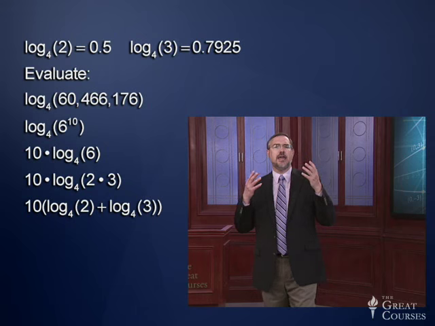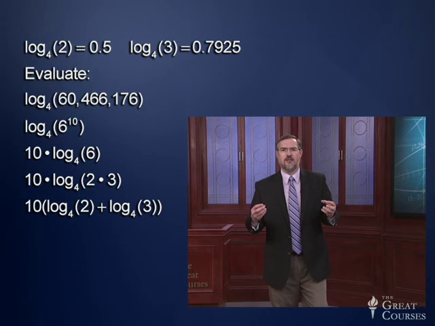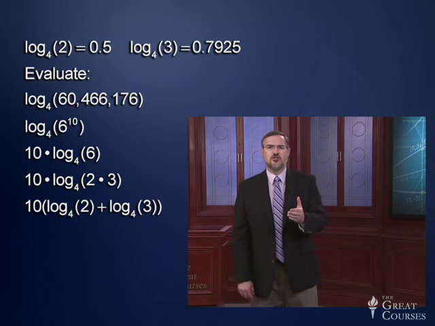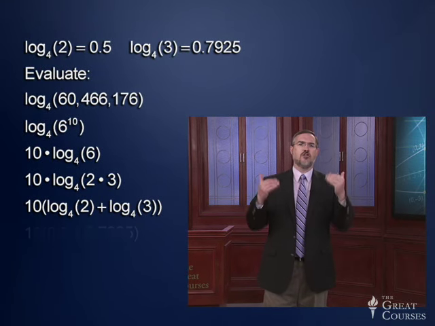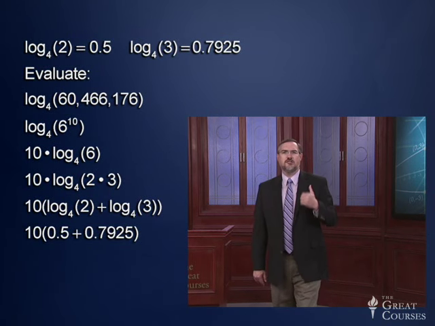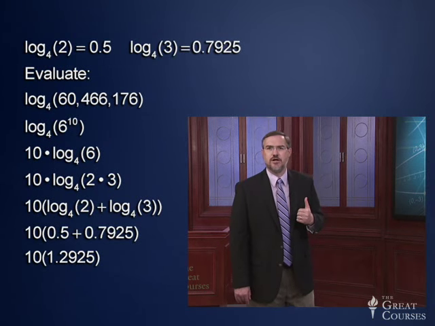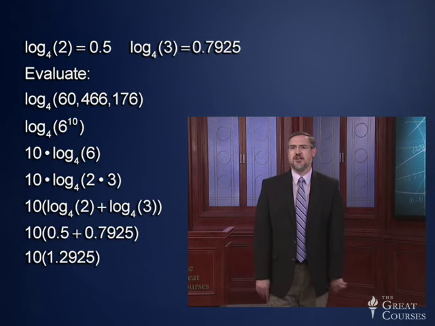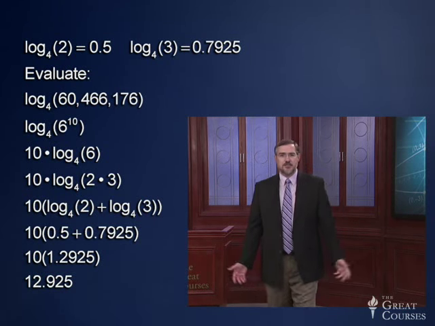And now I gave you what log base 4 of 2 is. It's 0.5. And I also gave you an approximation of log base 4 of 3. It's 0.7925. So our number becomes 10 times 0.5 plus 0.7925, which is 10 times 1.2925. And of course, 10 times that is just 12.925. Now that's pretty nice.